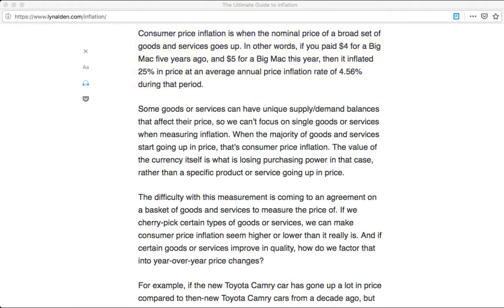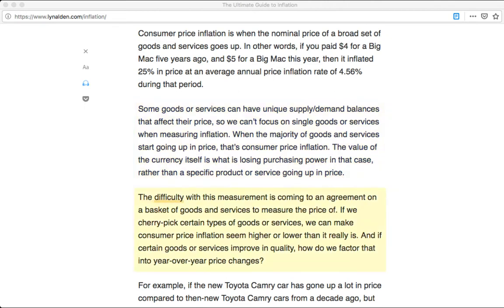Some goods or services can have unique supply-demand balances that affect their price, so we can't focus on single goods or services when measuring inflation. When the majority of goods and services start going up in price, that's consumer price inflation. The value of the currency itself is what is losing purchasing power in that case, rather than a specific product or service going up in price.